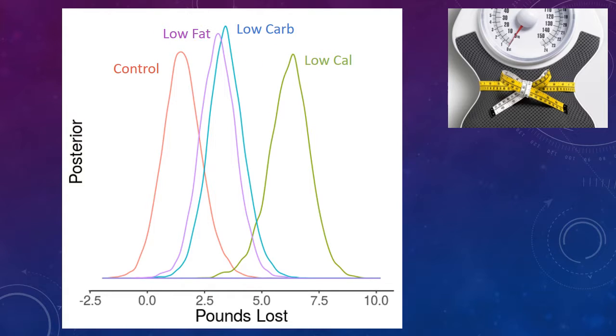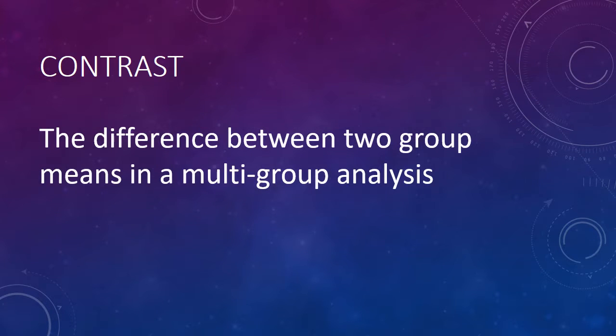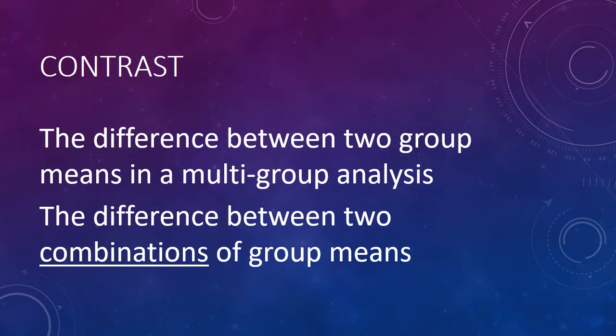When analyzing differences between several groups, sometimes we want to know which group is highest or lowest. Other times, we want to know how much better or worse one group is than another. These differences between groups are called contrasts. A contrast is the difference between 2 group means in a multi-group analysis, or it could be the difference between 2 combinations of group means.